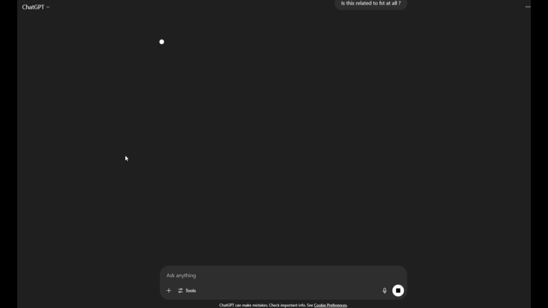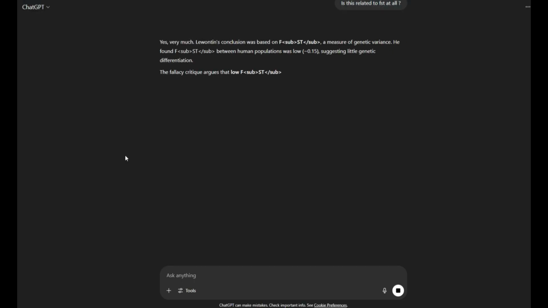Is this related to FST at all? Yes, very much. Lewontin's conclusion was based on FST, a measure of genetic variance. He found FST between human populations was low, around 0.15, suggesting little genetic differentiation. The fallacy critique argues that low FST doesn't mean populations are indistinguishable, especially when combining data across many loci.